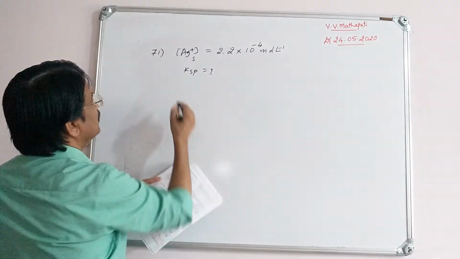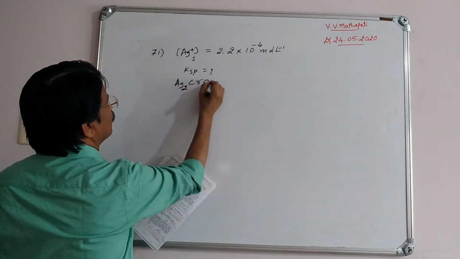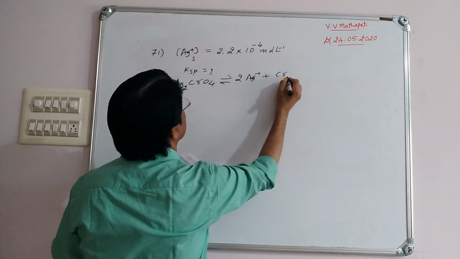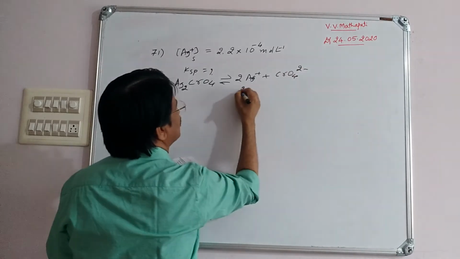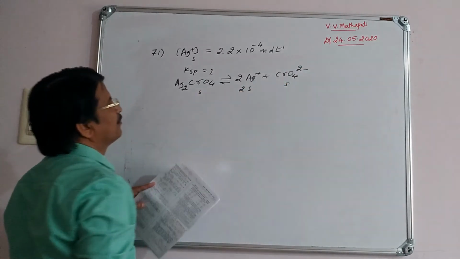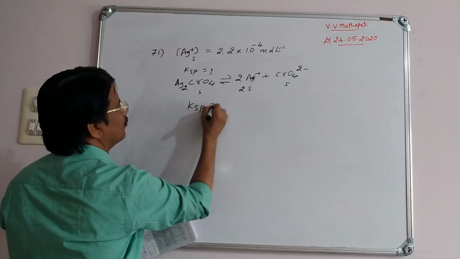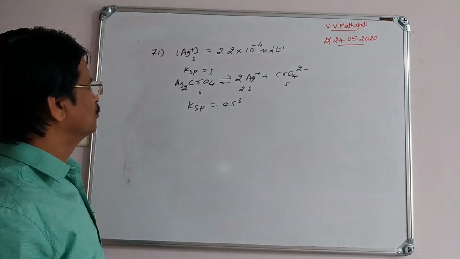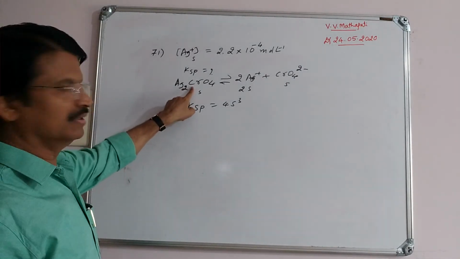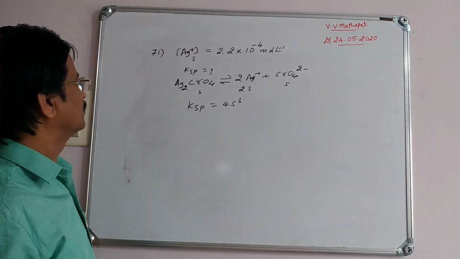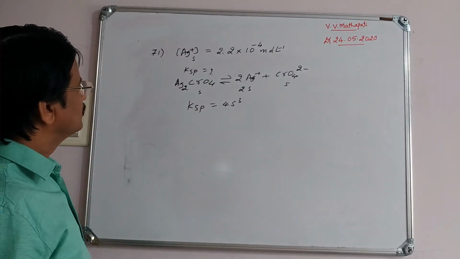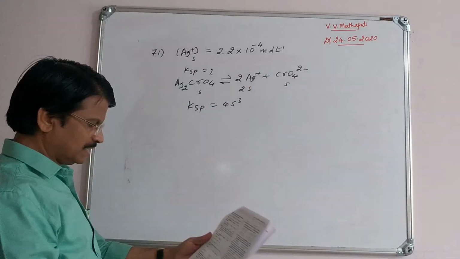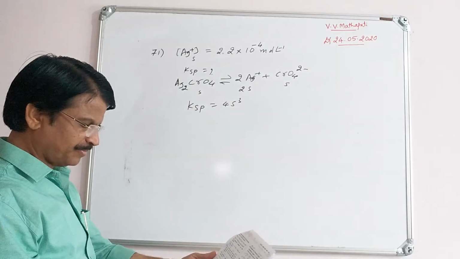It is Ag2CrO4, which gives 2 Ag plus and CrO4 2 minus. Ksp equals 4S cube, because it is an A2B type salt, and you have to find the Ksp value. Next, see here 2S and S. And in this case, see what you have to find out.